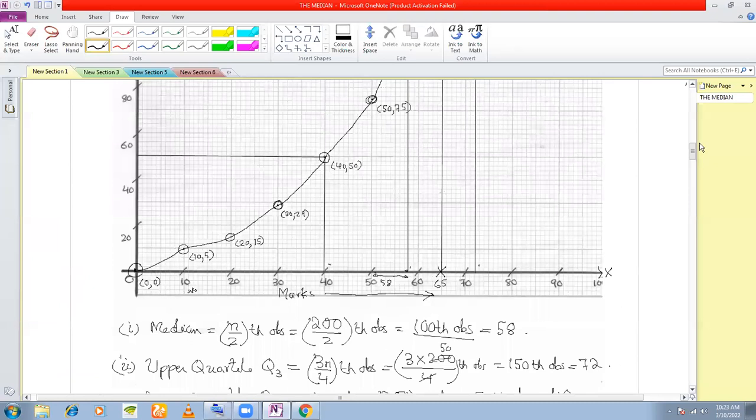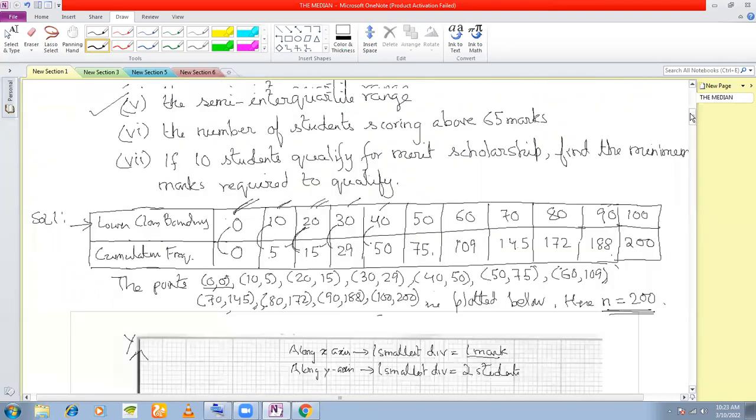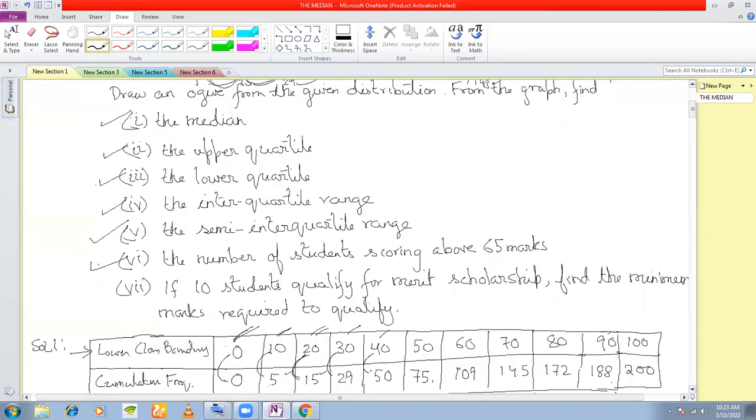Last question. So we have finished this question also. Last question is, if 10 students qualify for merit scholarship, what do you mean by merit scholarship? Students who are very good in certain subjects or all the subjects, they are the meritorious students, right? 10 students have got scholarship from this. Find the minimum marks required to qualify. If 10 students have got merit scholarship, then what is the minimum marks that is required for scholarship?